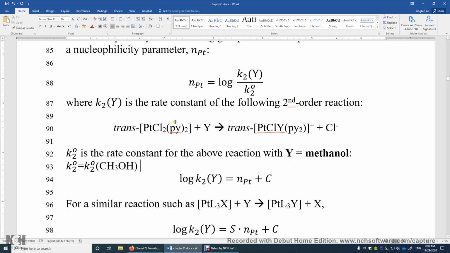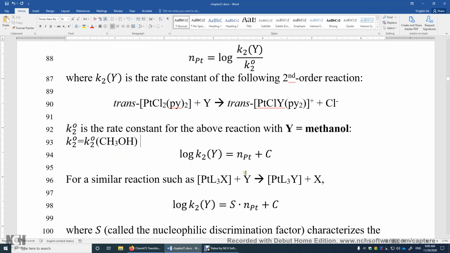Now let's change the complex. We do not always have to have these 2 pyridine here and 2 chlorine here. We can use some other transition metal complex. But similarly, we're going to use this entering group Y to replace one of the ligands in the reactant transition metal complex. So in general, we'll just do this. We'll say this Pt is bonded to 3 ligands. They can be any ligands. And X is the leaving group. Y is the entering group.